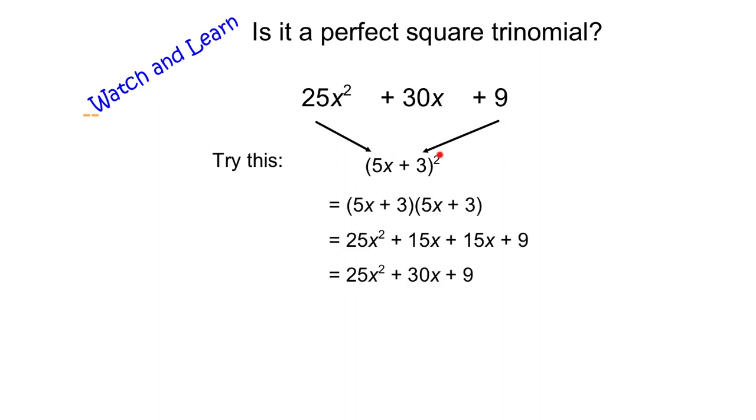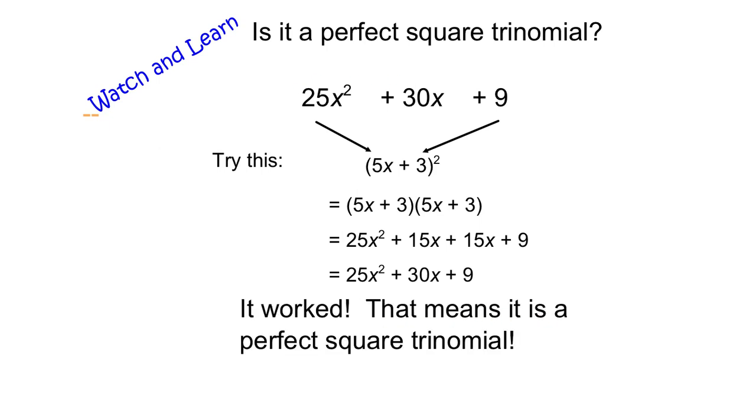Well, when I do that, remember you're squaring it, you're multiplying it by itself. Expand and simplify, you end up with this. Hey, that looks the same as what I started with. So it worked. That means it is a perfect square trinomial. So quite simply, if you want to know if it's a perfect square trinomial, just try it and see.